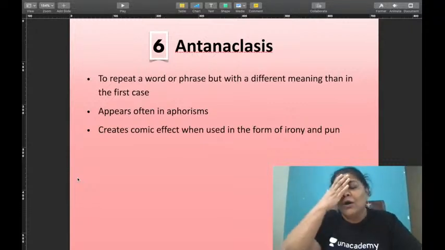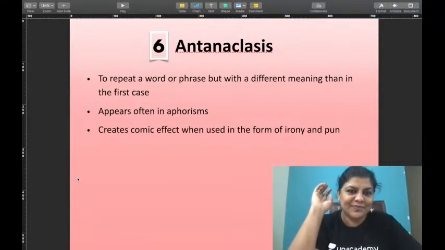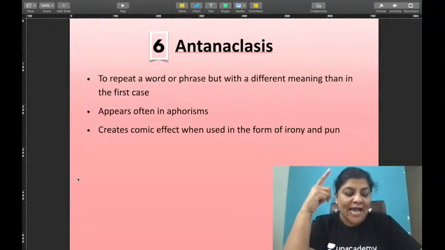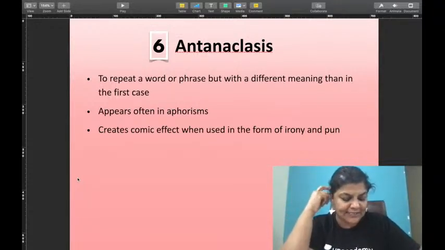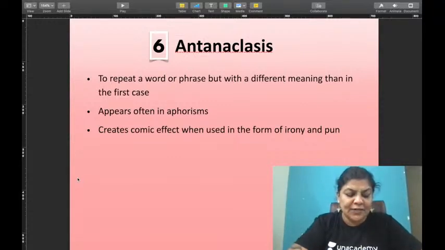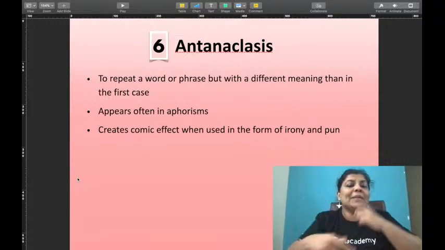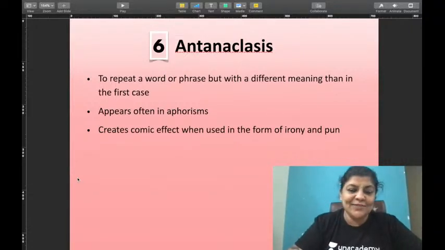Antanaclasis. What do you mean by that? Oh my God, this is also repetition. This is another kind of repetition. Antanaclasis: repeating a word or phrase, but with a different meaning than in the first case. You know, repeating a word or phrase with a different meaning. That is called antanaclasis. Repeating the same word but with a different meaning. Did you understand? Antanaclasis can create irony and pun.